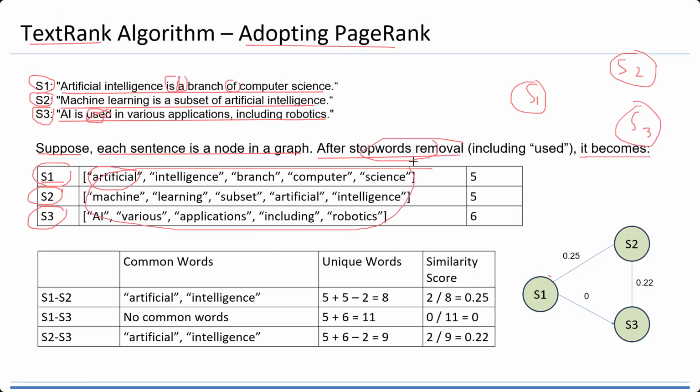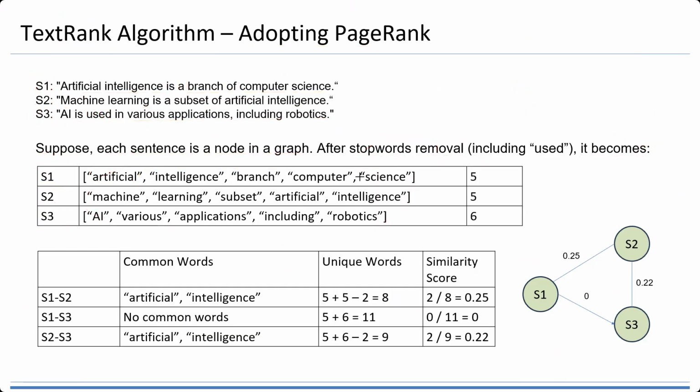So let's use these features. Using these features, S1 contains 1, 2, 3, 4, 5, so there are 5 words. S2 contains 1, 2, 3, 4, 5, so it contains 5 words. And S3 contains 1, 2, 3, 4, 5.